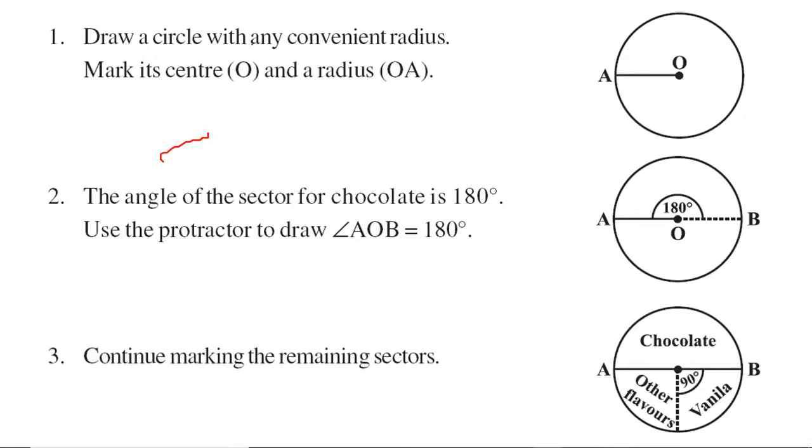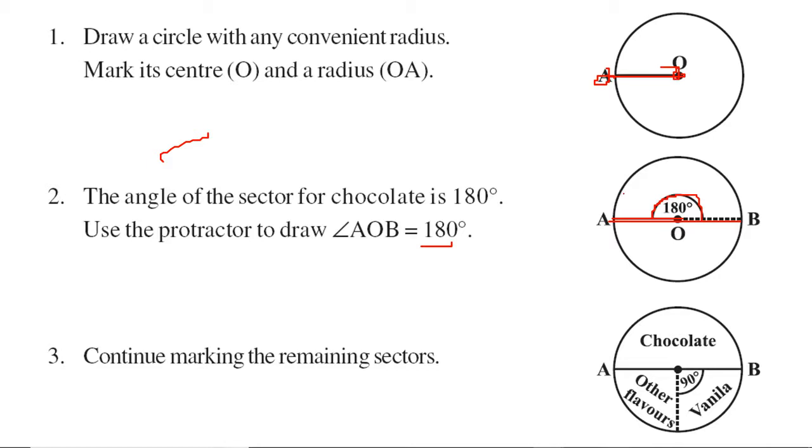We have to draw a circle with any convenient radius which fits in the notebook you are using. Just mark this center as O, the radius as A. So this OA is your radius. Now we have to draw 180 degrees for chocolate. You can make a diameter, or you can just start from some radius and take 180 degrees.